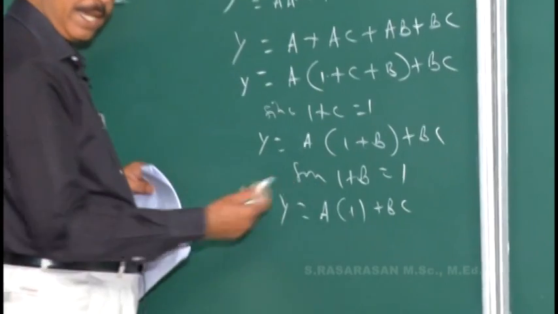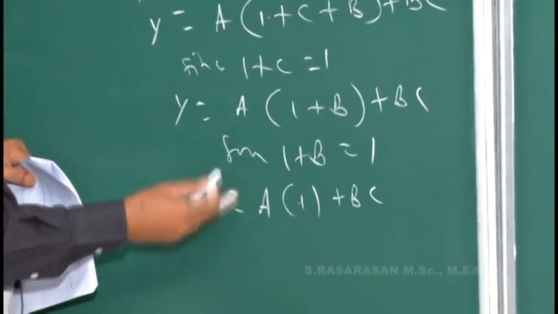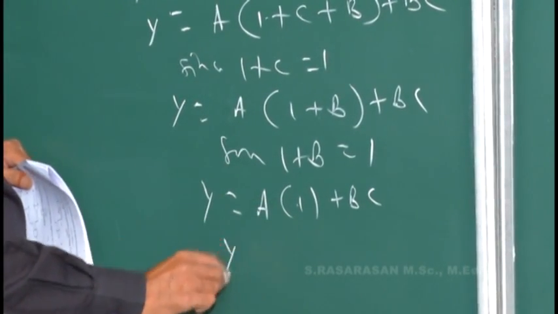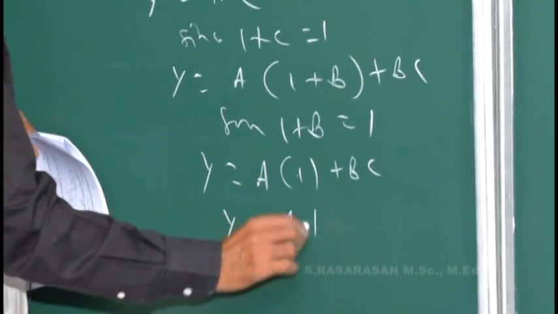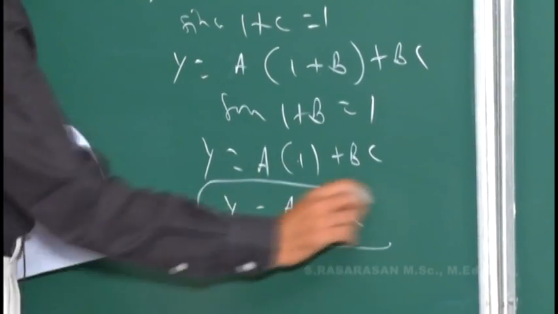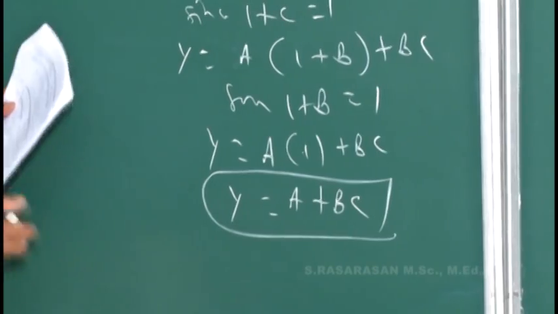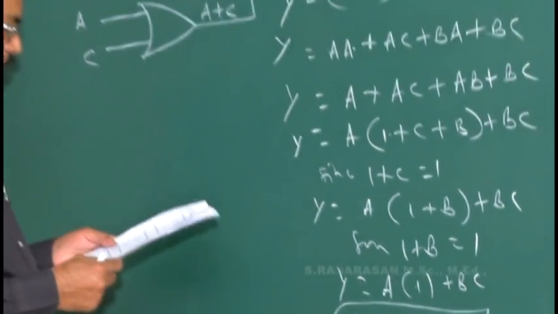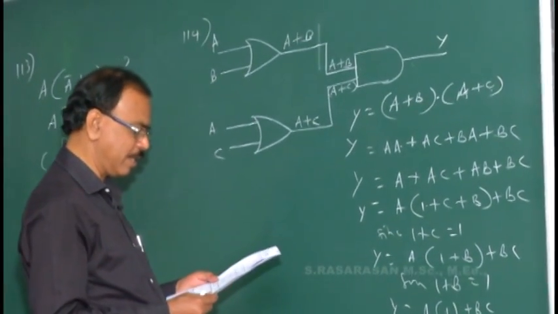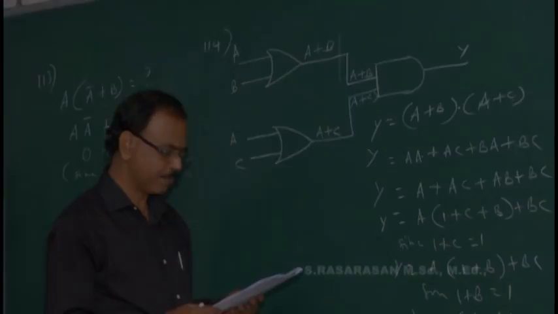A and 1 is A, and B and 1 is B. Therefore Y, the output, is equal to A or B and C. So that must be the output of this logic circuit. Yes, option D is correct. A or B and C.